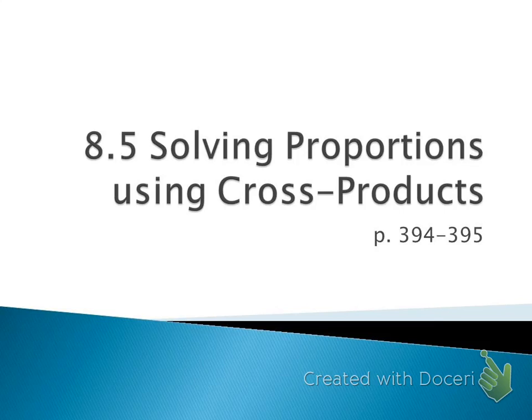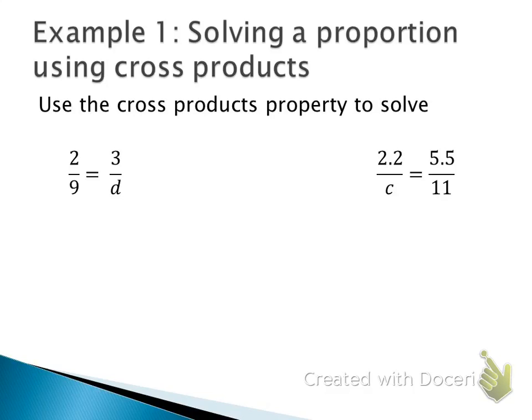Now the third method is going to be using cross products. In cross products, I solve a proportion, and the word cross kind of hints at the way I'm going to do that. So I have a proportion 2/9 equals 3 over d. Well, I'm going to circle the parts of the ratio that are diagonal from each other, or cross from each other, across, and I'm going to multiply them together. That's where products comes in. So cross meaning diagonal, and products meaning that I multiply.